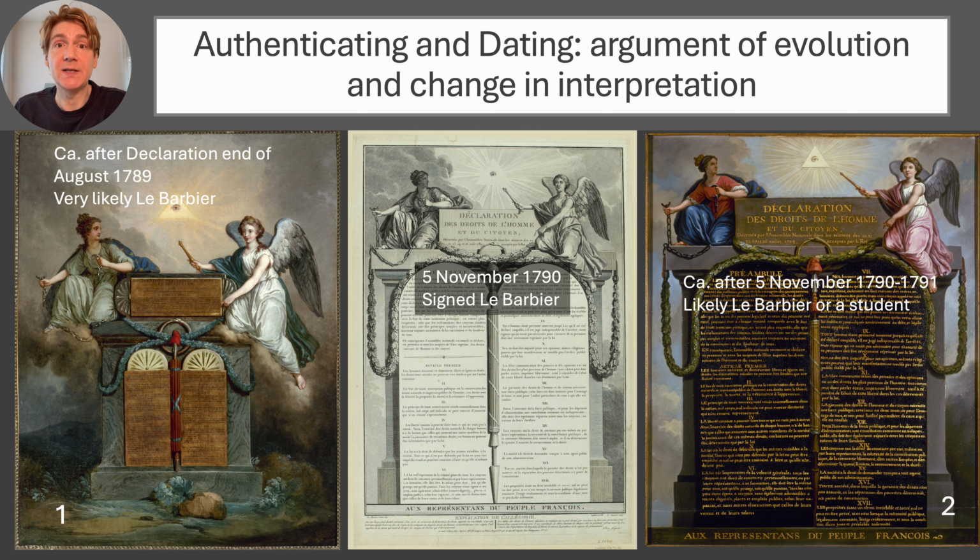The painting based on the engraving was probably made after the engraving in late 1790 or early 1791. Given the similarity with the engraving, it is likely by Le Barbier, but the style is very different, the colors and the brush strokes, so it might have been made by a student of his rather than by his own hand. So we can make a distinction between version 1 and version 2 of the representations of the 1789 declaration.